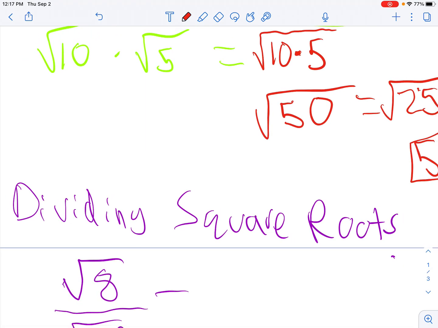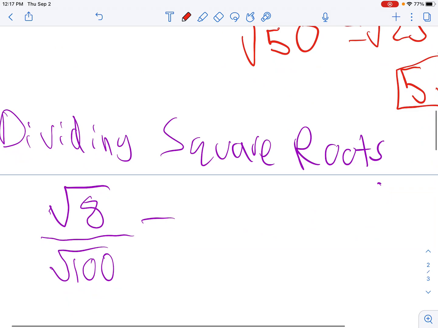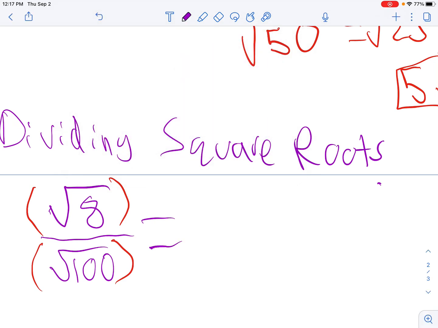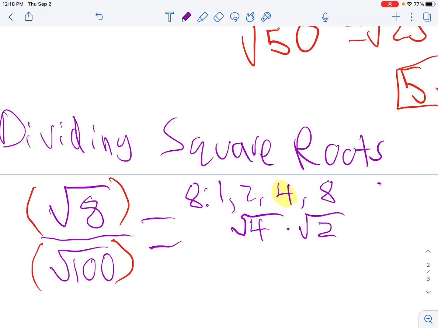Last part of our review is dividing square roots. It's very similar to multiplying. Okay, again, when you have fractions, it means divide, and you want to try to simplify everything on top and everything on bottom first. So let's look at the square root of 8. If I think about my factors of 8, I have 1 times 8, and I have 2 times 4. I see, hey, 4 is a perfect square number, so we're going to rewrite this on top as the square root of 4 multiplied by the square root of 2.